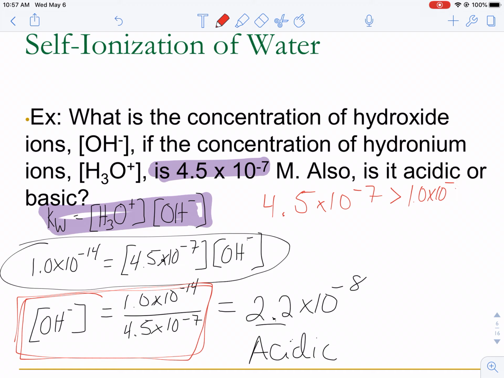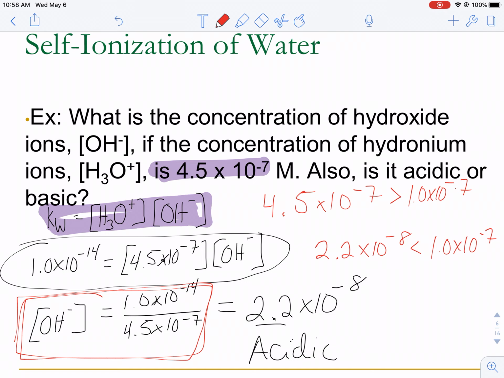Now, I could have also done that using my base. My base, or my hydroxide concentration, is 2.2 times 10 to the negative 8th. And because I know it's 2.2 times 10 to the negative 8th, this is less than 1 times 10 to the negative 7th. I know because it's less than 1 times 10 to the negative 7th that I have to have more hydronium or less hydroxide, again, making this acidic.